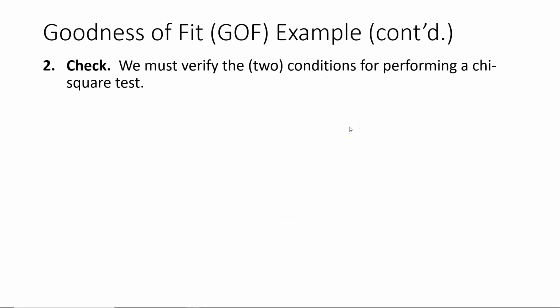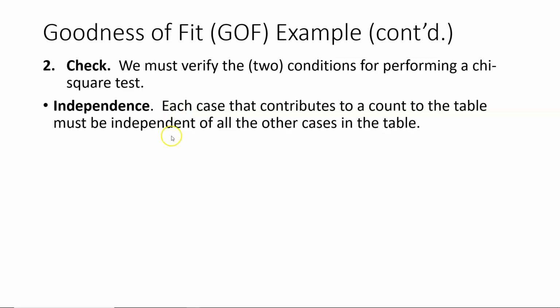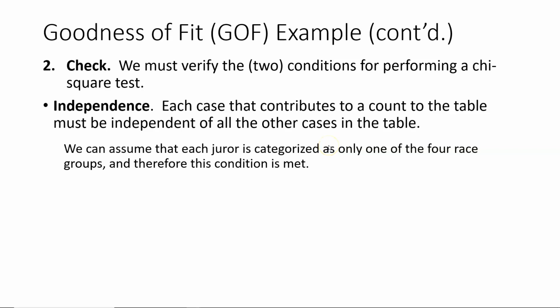We now move on to the second step in our four-step process, namely the check step. We must verify the two conditions for performing a chi-squared test. So the first one is very familiar to us. It's the independence condition check. Each case that contributes to a count to the table must be independent of all the other cases in the table. Well, in our case, we can certainly assume that each juror is categorized as only one of the four race groups, and therefore the independence condition is met.